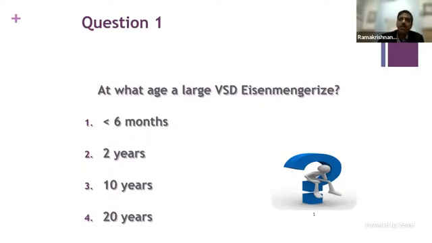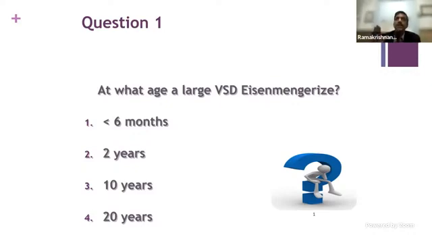Point number 1. Point number 2, in some of the genetic syndromes, patients may Eisenmengerize early. A classic example being Down syndrome. So why do Down syndrome children Eisenmengerize early? We really don't know the answer, but some of the explanations have been the presence of recurrent URIs, the presence of adenoids, which also contribute to PH. And there could be some known or unknown genetic variation that also predisposes them to PH.